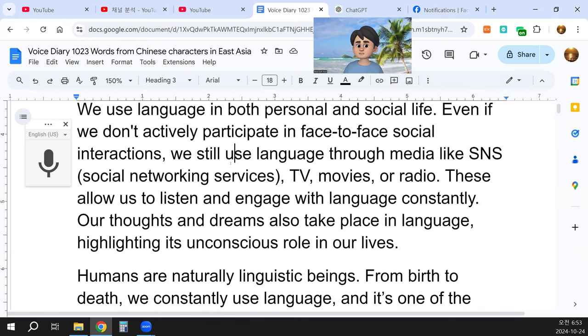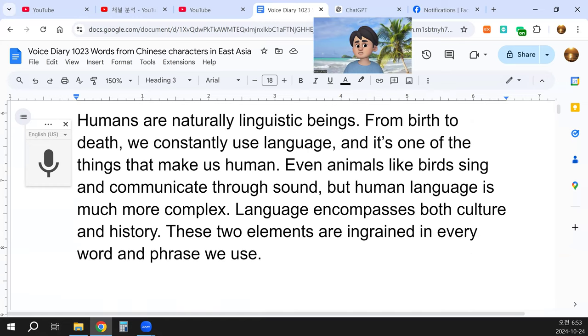We still use language through media like SNS, social networking services, TV, movies, or radio. These allow us to listen and engage with language constantly. Our thoughts and dreams also take place in language, highlighting its unconscious role in our lives. Humans are natural linguistic beings. From birth to death, we constantly use language, and it's one of the things that make us human. Even animals like birds sing and communicate through sound, but human language is much more complex. Language encompasses both culture and history. These two elements are ingrained in every word or phrase we use.